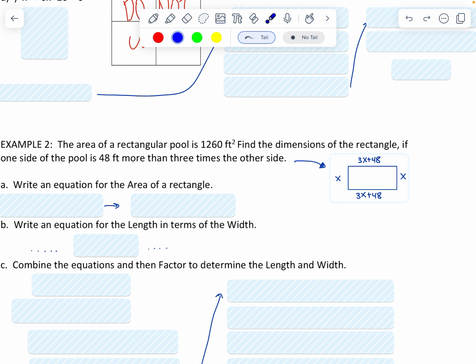Write an equation for length in terms of the width. Well, we just did it right here to come up with a picture, right? We can say that the length is 3x plus 48, where your width is just x.